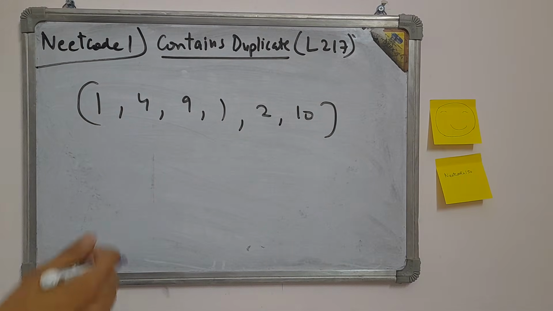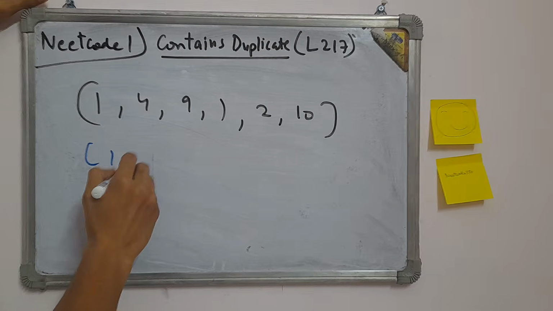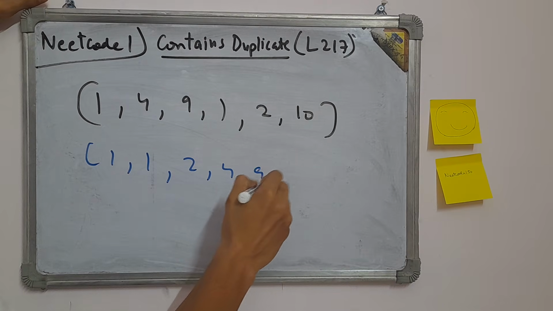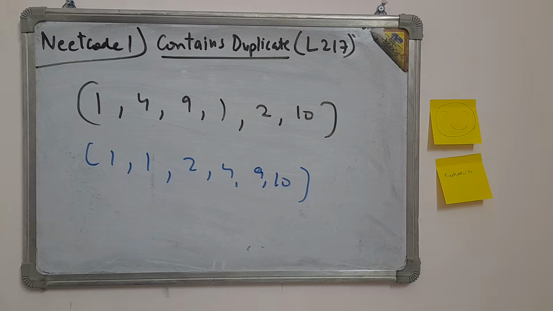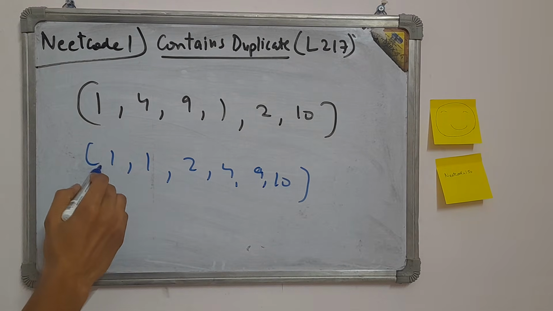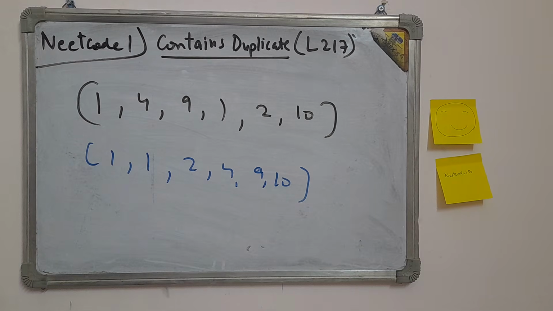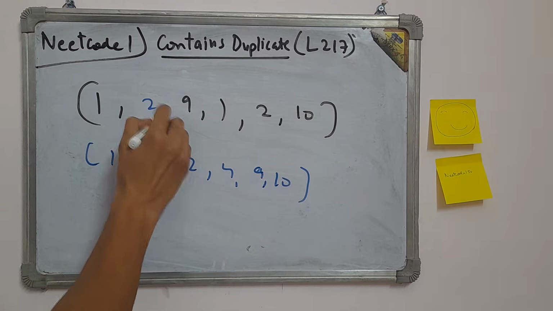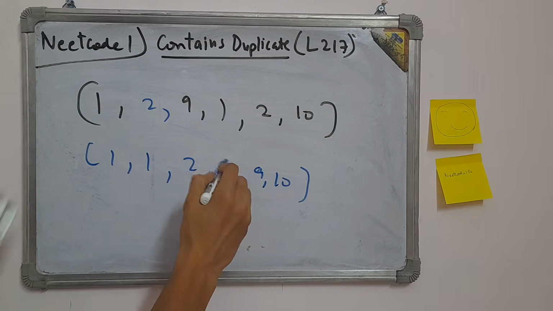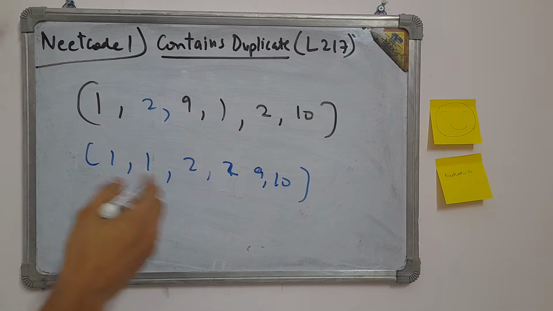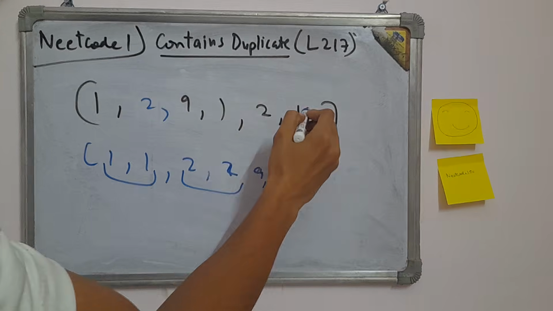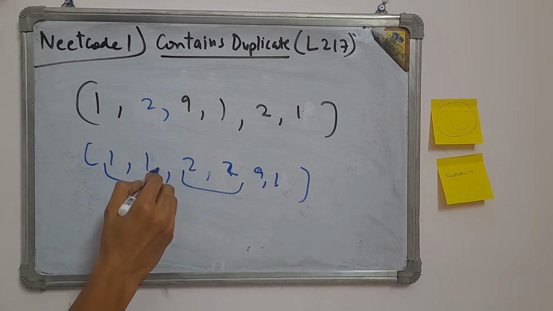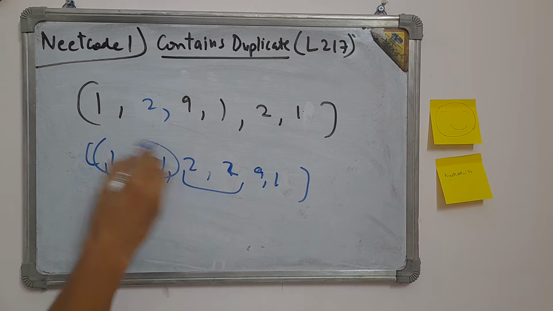So we know that if we sort an array, 1, 1, 2, 4, 9, 10, then every duplicate is together. Now we sorted the array, and let's assume this 4 was actually a 2. So 2 will be here. What we observe is, when we sort the array, every duplicate will be a neighbor of each other. If let's say there was another 1, then there will be a 1 here too. So all duplicates will be together.